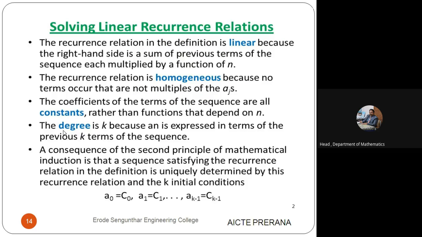Next we see how we solve a non-homogeneous linear recurrence relation. The recurrence relation with this definition is linear because the right hand side is a sum of previous terms of the sequence, each multiplied by a function of n. These we already saw. Now we see how we find the solution of the recurrence relation.